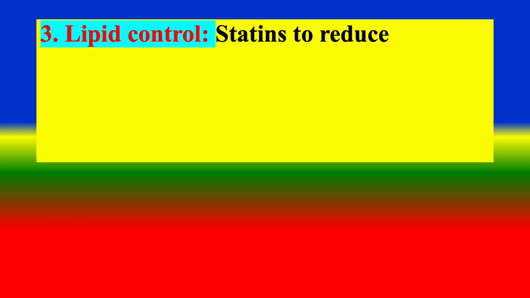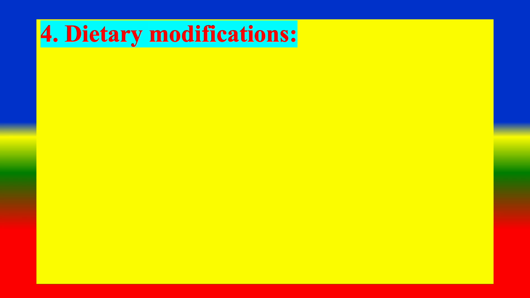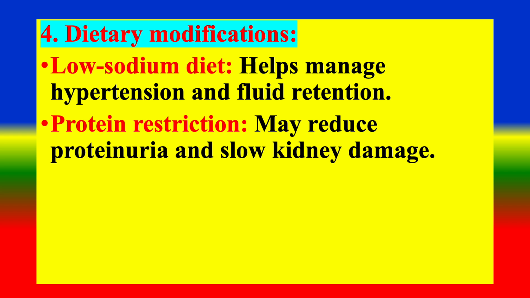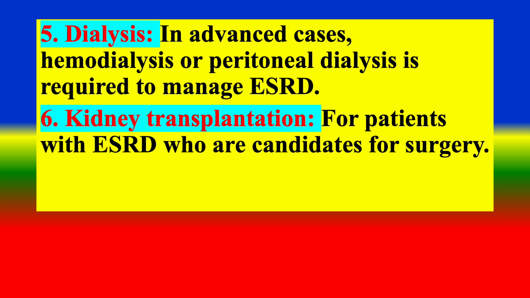3. Lipid control, statins to reduce cholesterol and decrease cardiovascular risk. 4. Dietary modifications. A low sodium diet helps manage hypertension and fluid retention. Protein restriction may reduce proteinuria and slow kidney damage. 5. Dialysis. In advanced cases, hemodialysis or peritoneal dialysis is required to manage ESRD. 6. Kidney transplantation for patients with ESRD who are candidates for surgery.